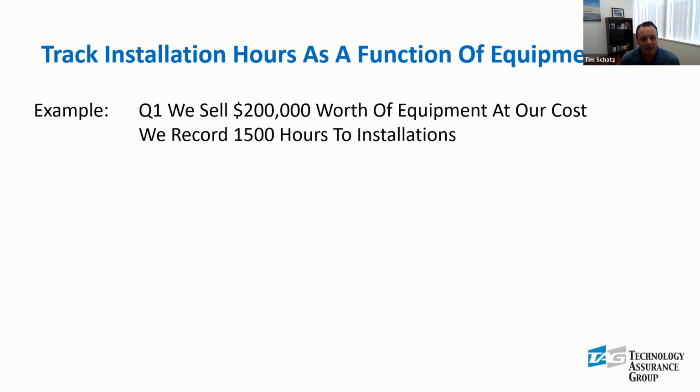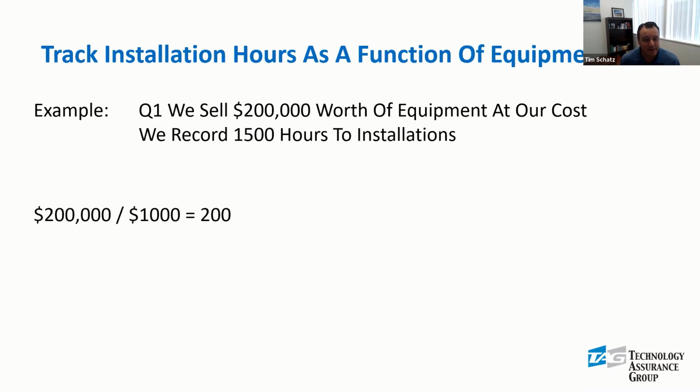It's right there. I look in TigerPaw or ConnectWise or whichever your PSA is, and it says that my technicians told me that they spent 1,500 hours on site to deploy that same $200,000 worth of equipment. Question, is this good or bad? How do we figure out if we are hitting the metric or not? Is 1,500 hours the right amount of budgeted time to install $200,000 worth of equipment?